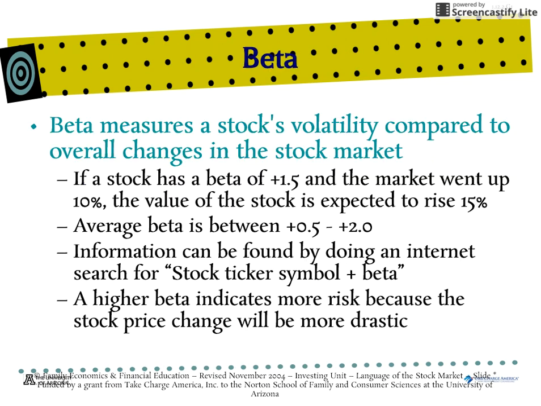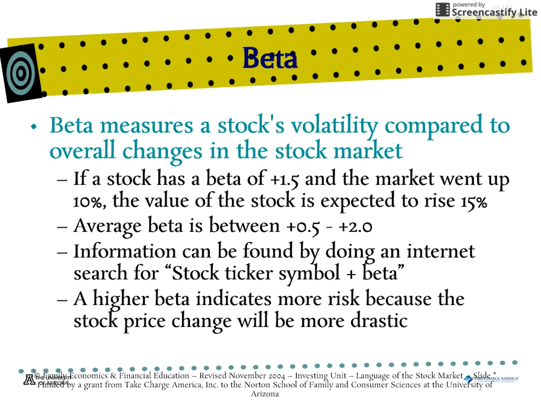Lastly, beta. Beta is a measure of a stock's volatility compared to the overall changes in the stock market. So what does volatility mean? That means risk. So if a stock has a beta of positive 1.5 and the market went up 10%, the value of the stock is expected to rise 15%.